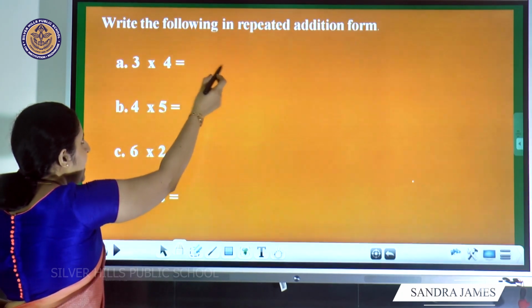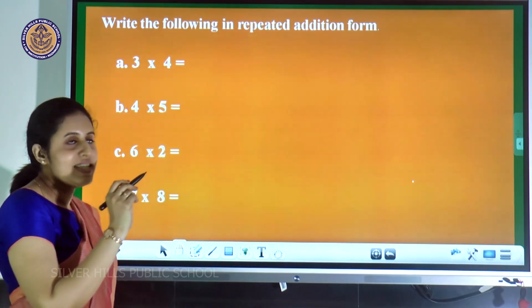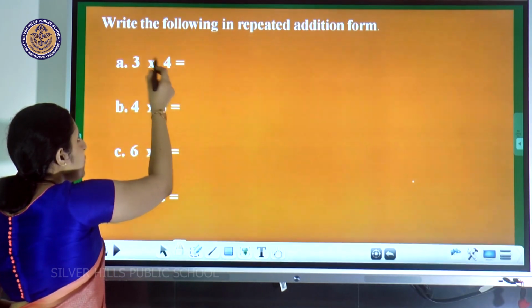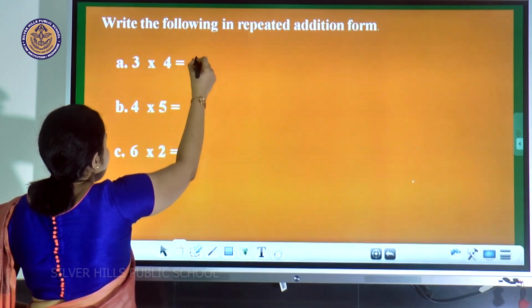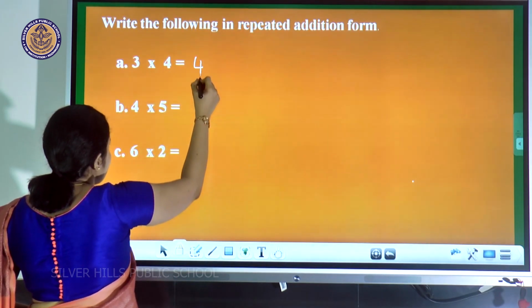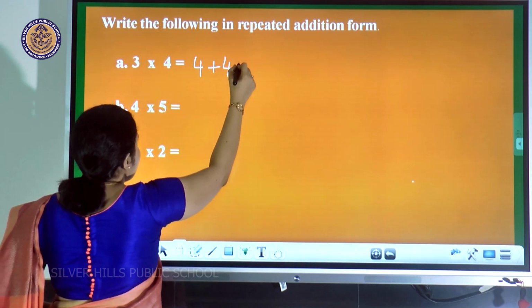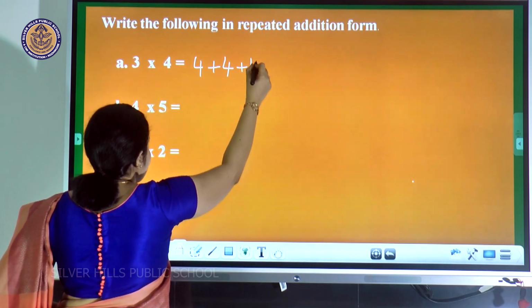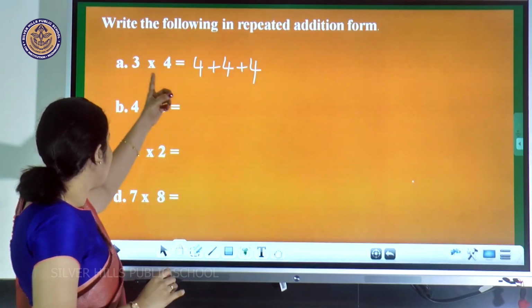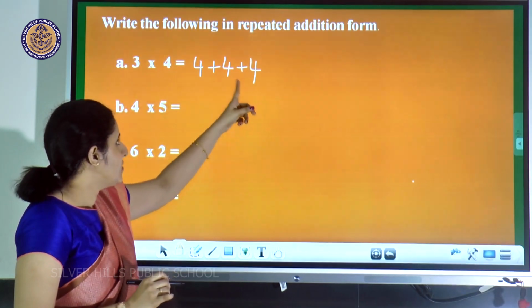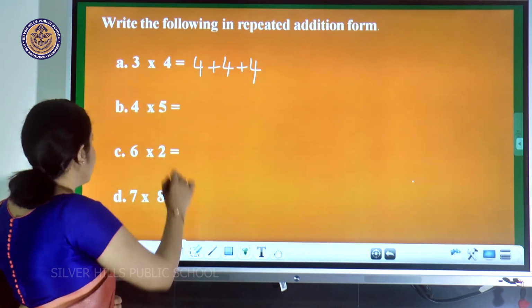We are asked to write this in repeated addition form. It is very easy, no? 3 times 4. How do you write this in repeated addition form? 3 times 4. So, 4 plus 4 plus 4. Yes, this is the repeated addition form. 3 times 4. 1, 2, 3. Okay. So, let us see the next question.